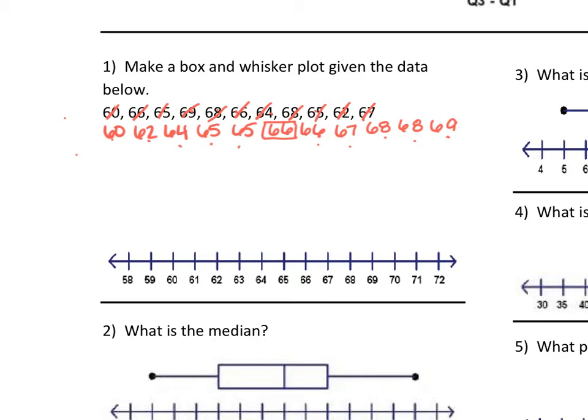So when I have a specific number, I don't include it. So I'm going to do the median of this other half of data. The median of this first half of data would be 64, because look, right here, right here, right here, right here, and then 64. Do you see that?